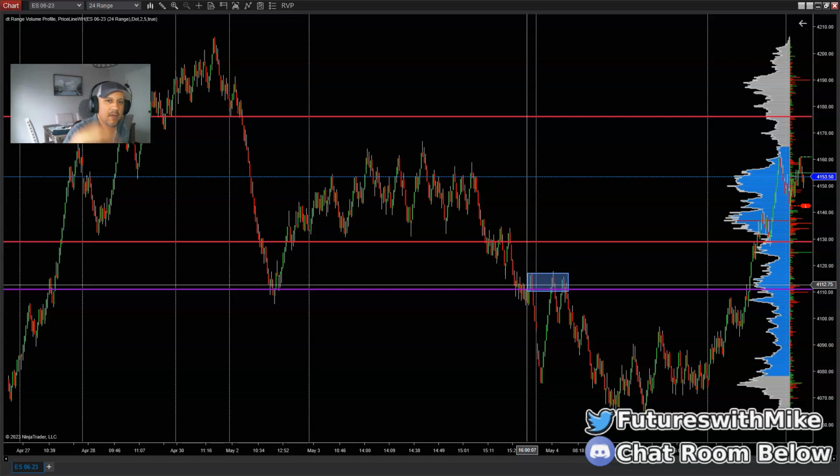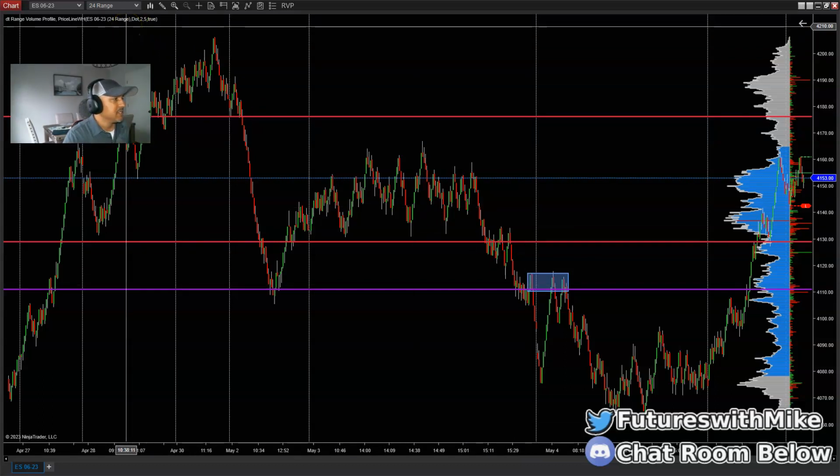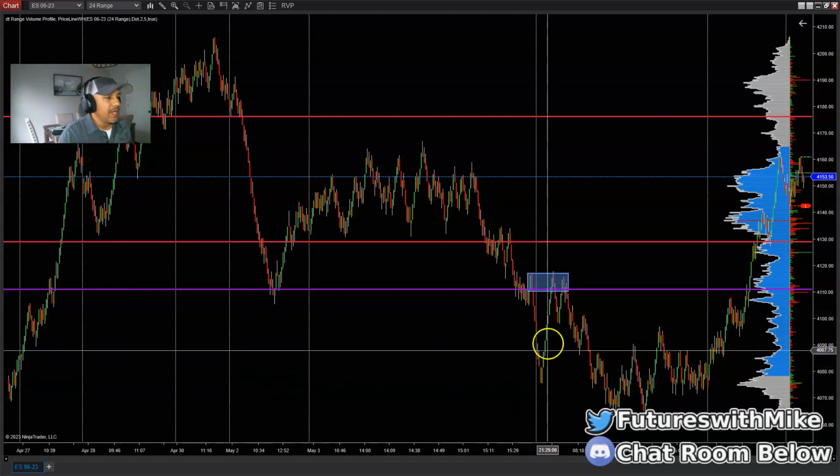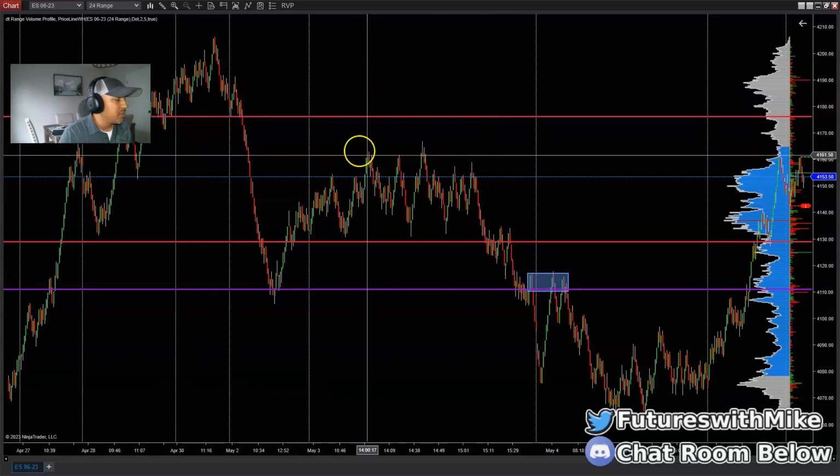Supply zone. Now, when I'm looking at a higher time frame chart, say for instance my 24 range, so basically anything greater than my 12 range, and we tap into either an area of supply or demand, then I'm gonna scale down and see what goes on in my lower time frame, because I'm not gonna take the trade directly off a higher time frame.